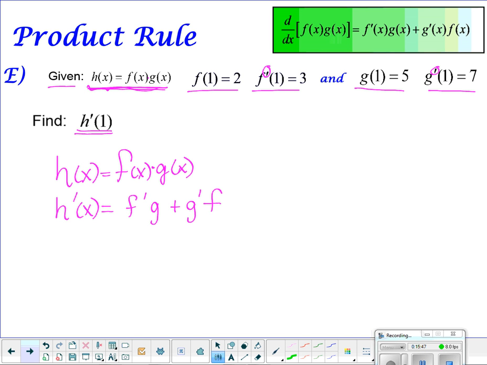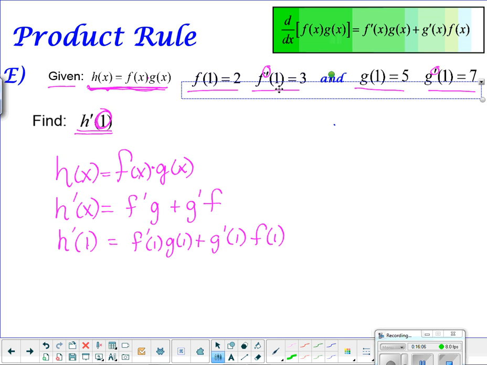I need to evaluate this at 1 is what it's asking, so h prime of 1 will now be f prime of 1 times g of 1 plus g prime of 1 f of 1. And all those values are going to come from looking up here, and capturing the values and just substituting them in.